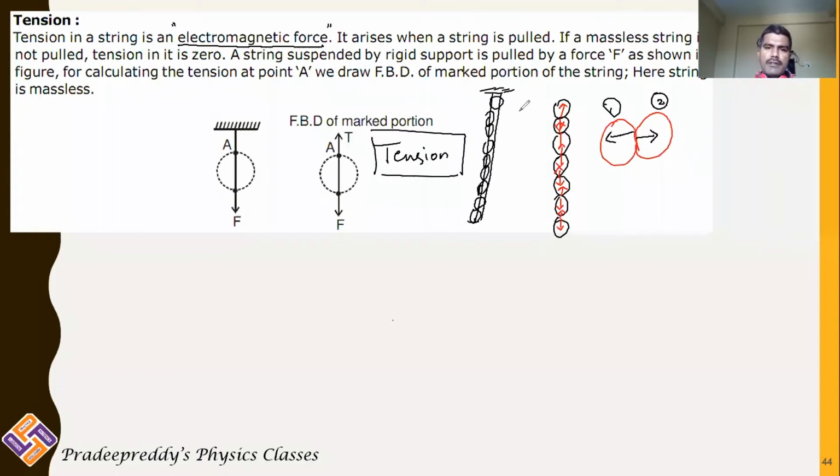What happens with this tension when you attach a solid mass to the wire? Now let us take a mass of 10 kg. This 10 kg mass is attached to this wire. What would happen now? As the 10 kg mass is attached to this wire, there is a gravitational force acting in the downward direction, that is 100 Newton. 10 into 10 becomes 100. 100 Newton of force is acting in the downward direction.